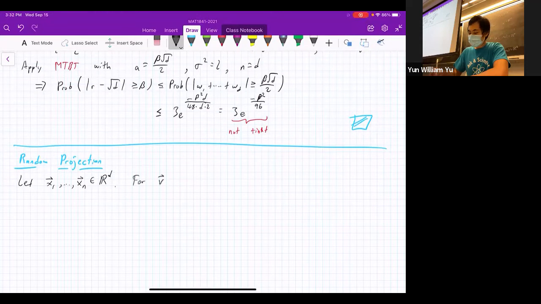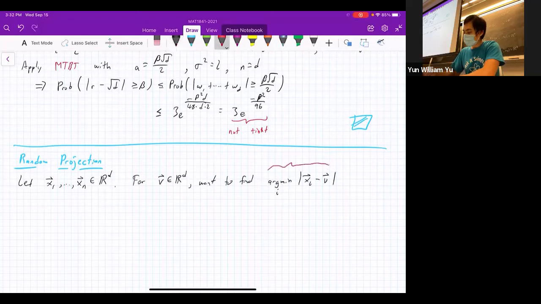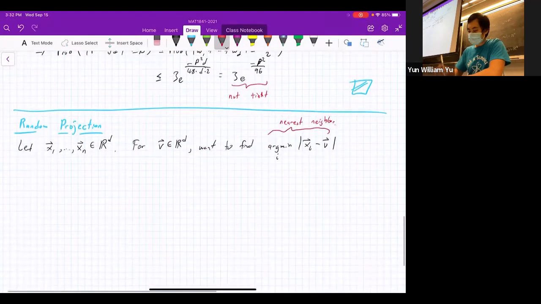Then you're given a query point b in R to the d, and we want to find the nearest neighbor. You find, let's write this, argmin over i of the norm of x sub i minus b. So this is just the nearest neighbor problem. Anyone have any ideas? How would you find the nearest neighbor to a point in high-dimensional space, or just in any space? What's the naive approach?